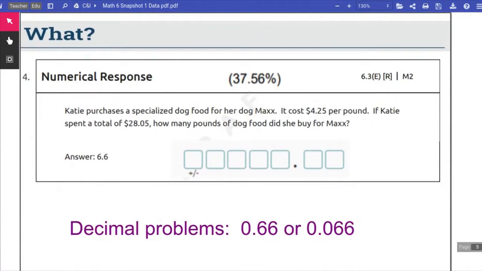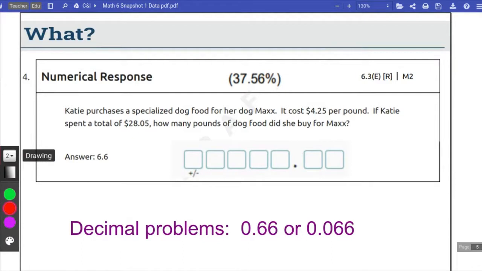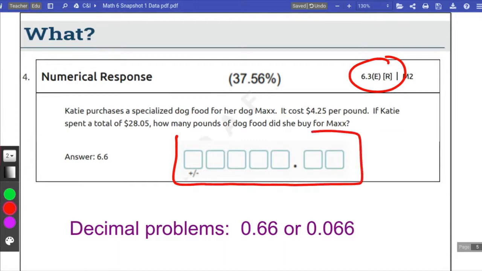Let's look at question number 4, which is 6.3E, which is, I believe, multiplying rational numbers fluently. Now, this is a griddable answer, and this is how it will look on the STAR test. So students are supposed to type in the numbers in this box correctly. Individually, for each box, they have to type in a number. So the correct answer here was 6.6.